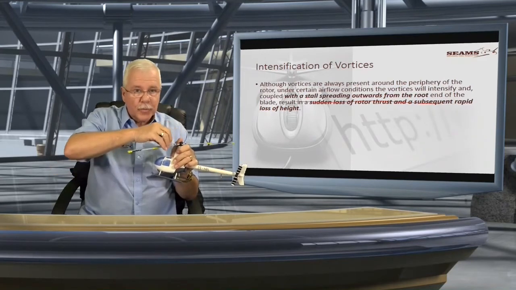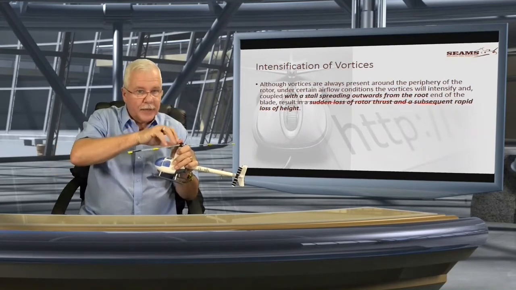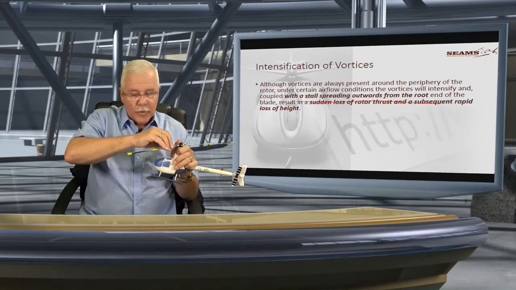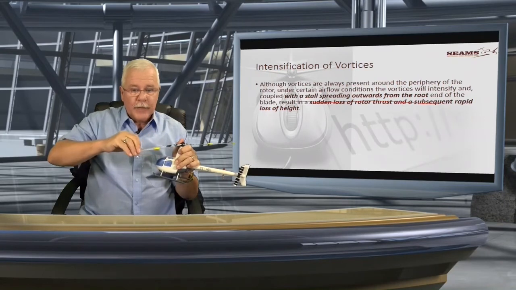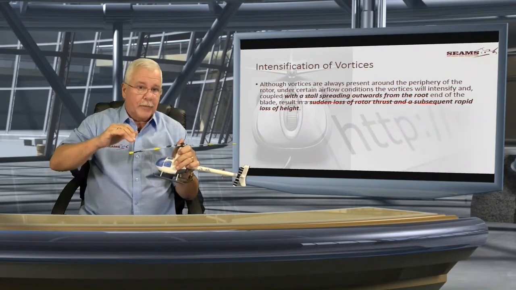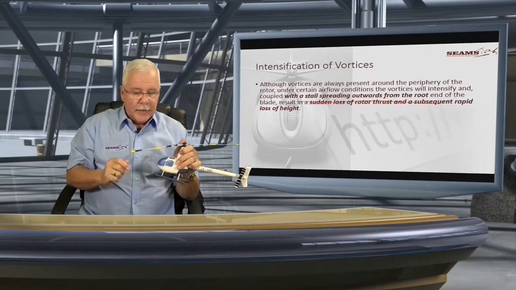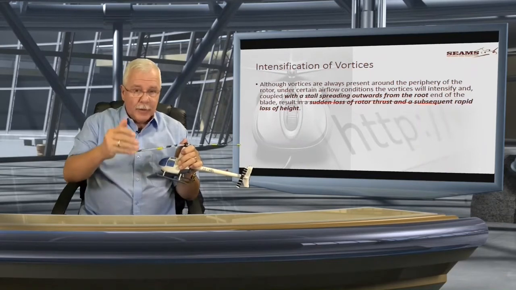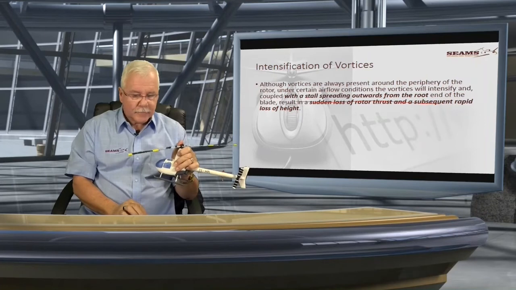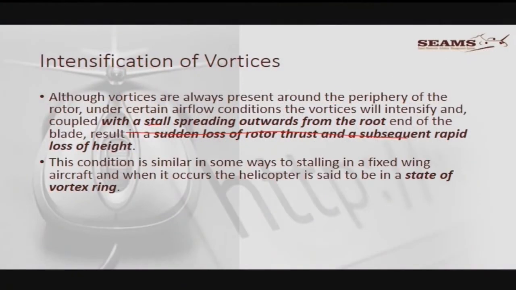And as the stall spreads, because the angle of attack here is the highest, and as the angle of attack increases, more and more of the blade will stall. Right, so I'm not going into the aerodynamics, why it stalls from the root to the tip, but obviously by now you already know that. The condition is similar in some ways to stalling a fixed wing aircraft, and when its equilibrium is said to be in a state of vortex ring.